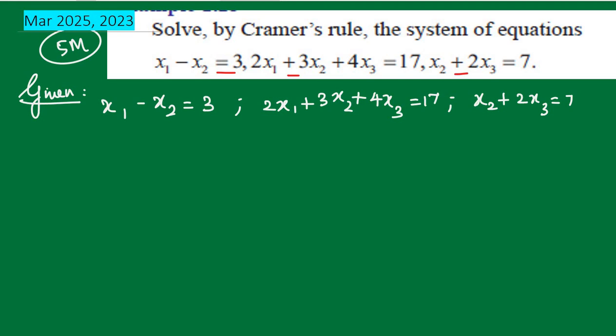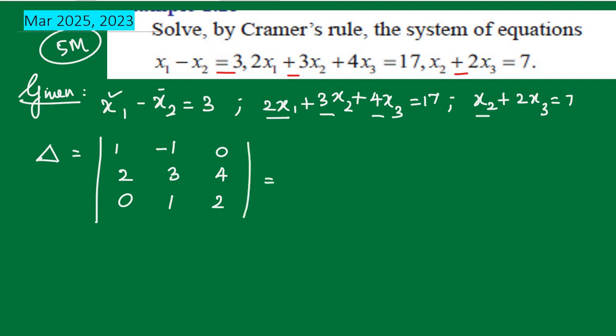First we find delta. Delta is nothing but the coefficients of x1, x2, x3 in all three equations. We take the coefficient of x1 is 1, x2 is minus 1, and there is no x3 in the first equation, so we take 0. In the second equation, the coefficient of x1 is 2, x2 is 3, and x3 is 4. Next, in the third equation, there is no x1, so we take 0 here, the coefficient of x2 is 1 and the coefficient of x3 is 2.